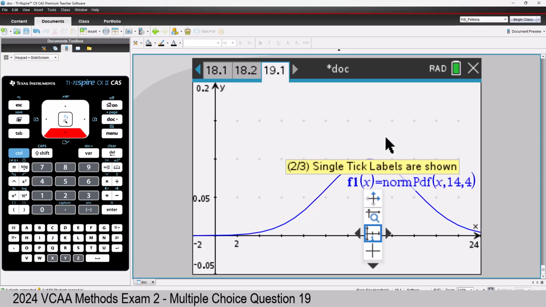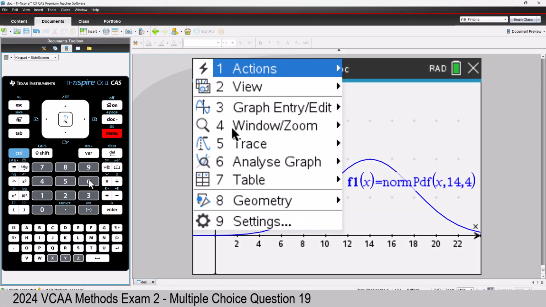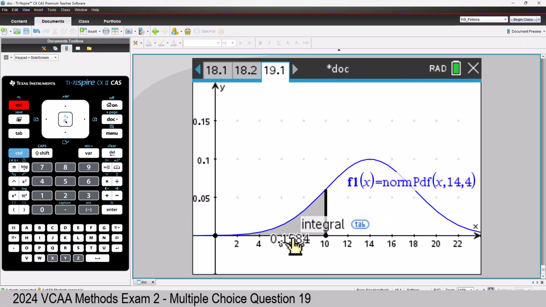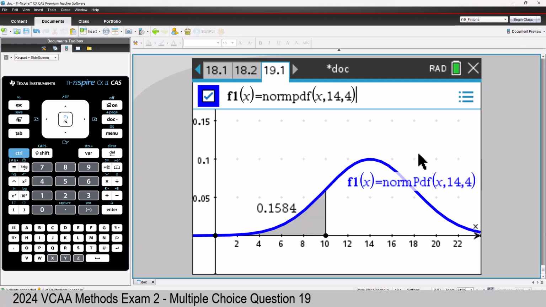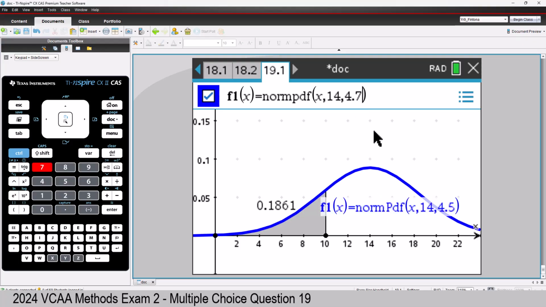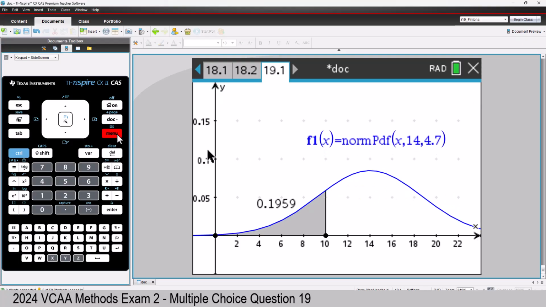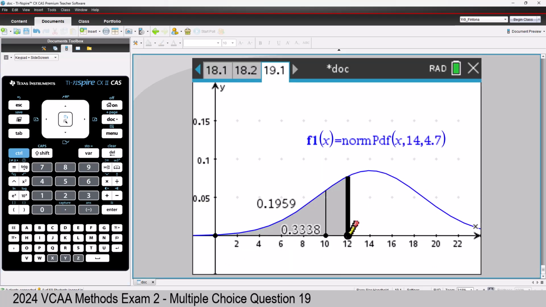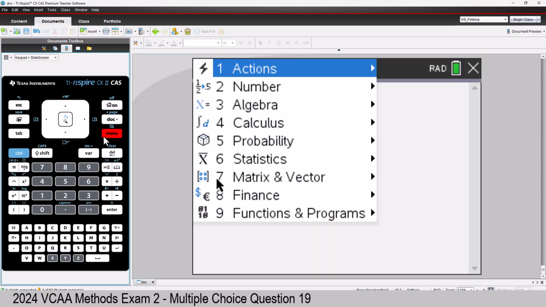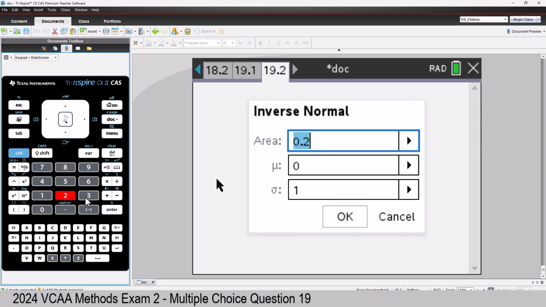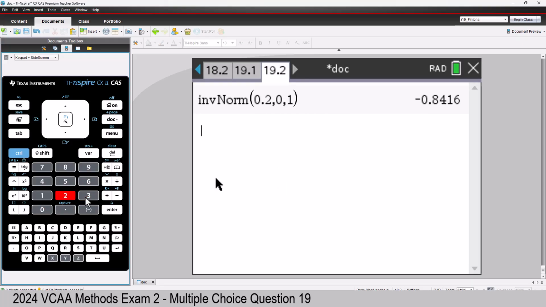The question asks us to find the probability that x is less than 12. Our estimate for the standard deviation is not quite accurate enough, so we'll need to do some calculations. The z-score for a probability of 0.2 is equal to negative 0.8416.